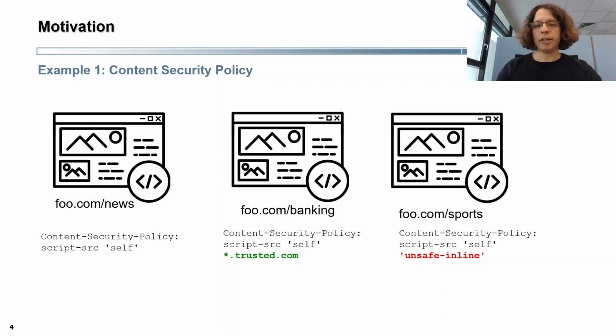However, on a third page, foo.com/sports, there's a quite insecure content security policy which allows unsafe inline JavaScript. So the adversary could inject malicious JavaScript code into the site. The consequence is, while /news and /banking are protected, /sports is not protected, so the entire origin risks being attacked by a cross-site scripting (XSS) attack.